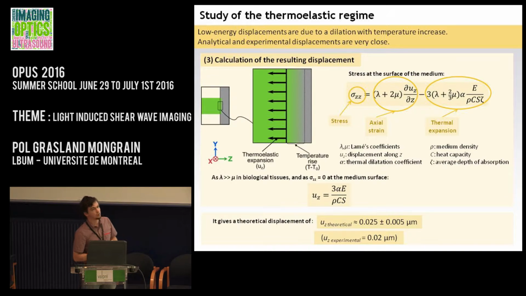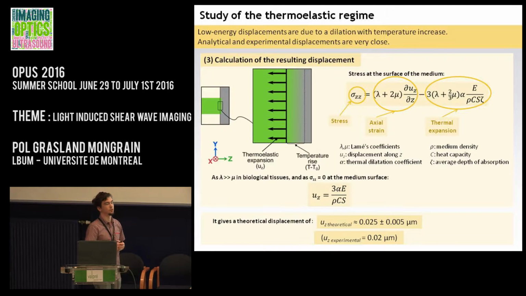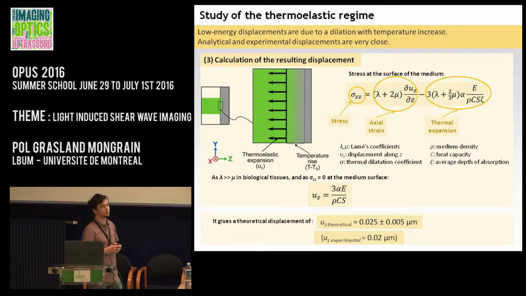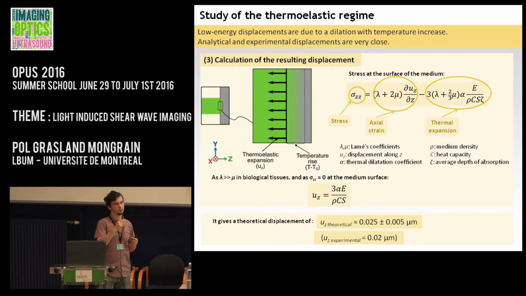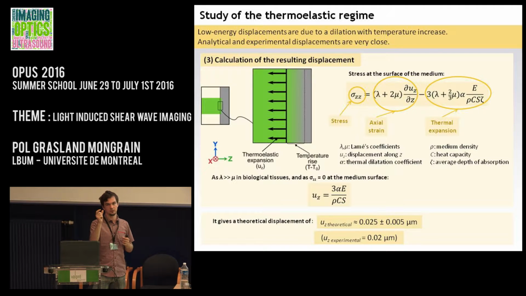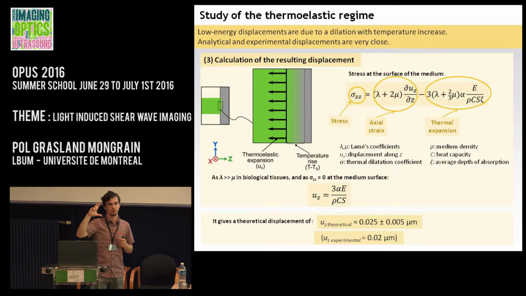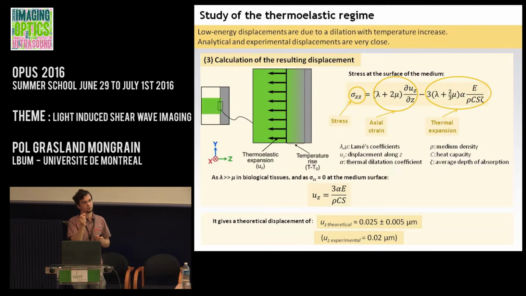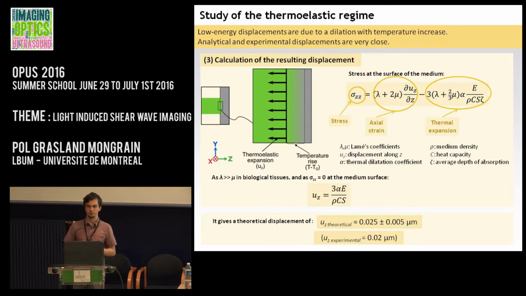Then I wanted to calculate the displacement which was created in this model. So we have adopted a one-dimensional model. As the depth of absorption is something like 40 micrometers and the beam diameter was 5 millimeters, the depth of absorption is 100 times lower than the diameter. And this justifies this approximation.